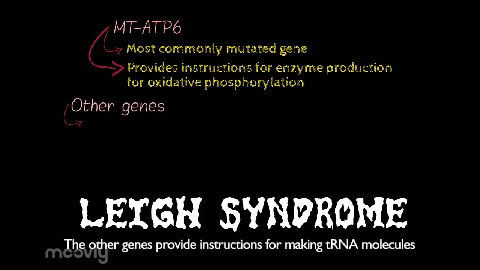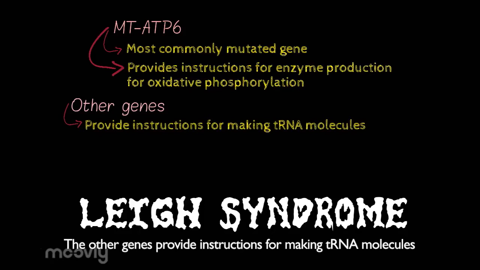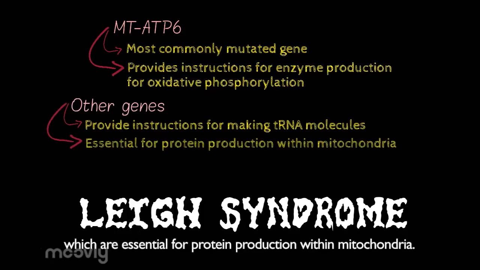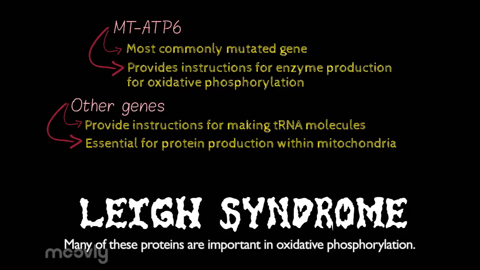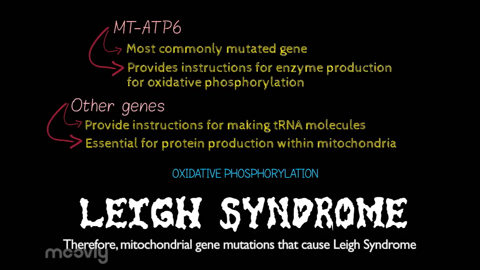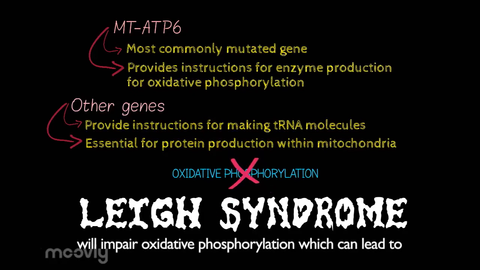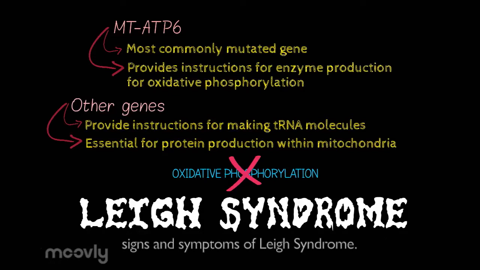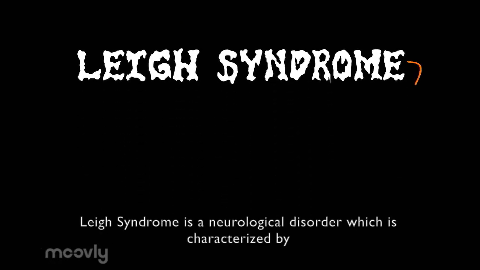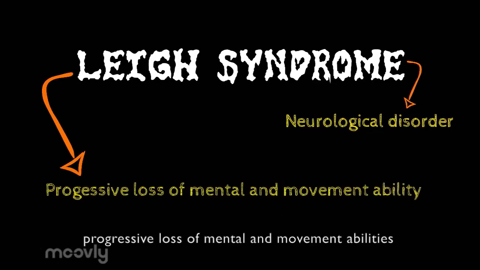The other genes provide instructions for making tRNA molecules, which are essential for protein production within mitochondria. Many of these proteins are important in oxidative phosphorylation. Therefore, mitochondrial gene mutations that cause Leigh syndrome will impair oxidative phosphorylation, which can lead to signs and symptoms of Leigh syndrome. Leigh syndrome is a neurological disorder which is characterized by progressive loss of mental and movement abilities.